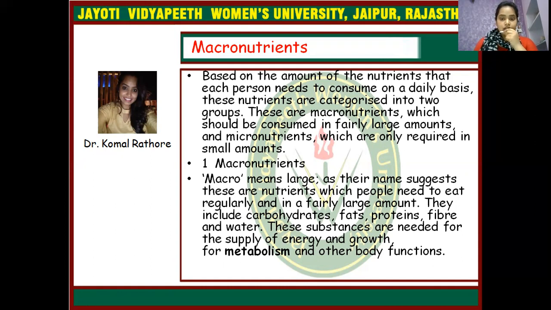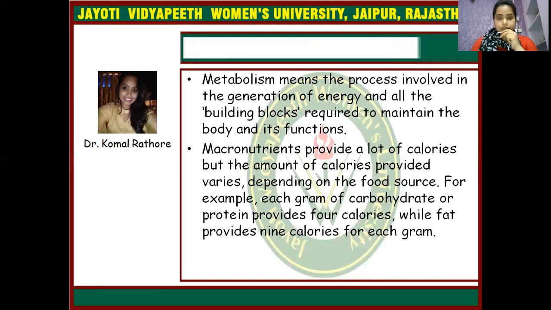So macronutrients. Macro means large. As their name suggests, these are nutrients which people need to eat regularly and in a fairly large amount. They include carbohydrate, fat, protein, fiber, and water. These substances are needed for the supply of energy and growth, for metabolism and other body functions. Metabolism means the process involved in the generation of energy and all the building blocks required to maintain the body and its functions.